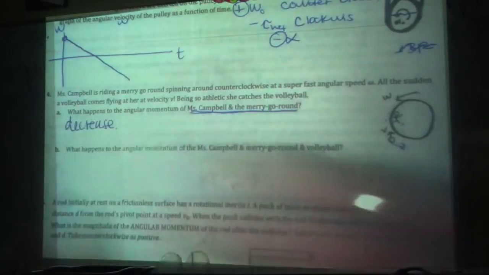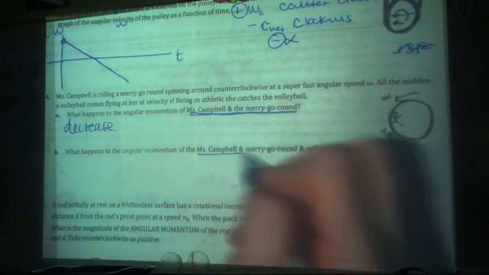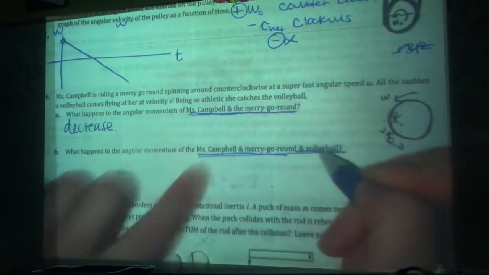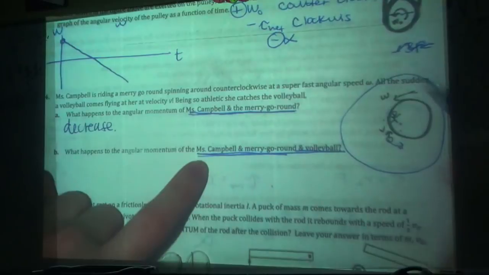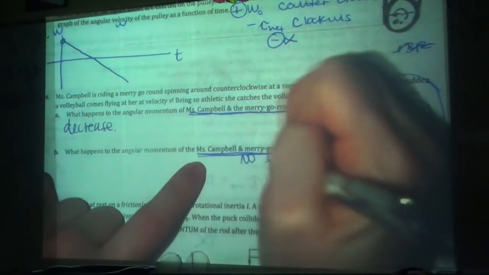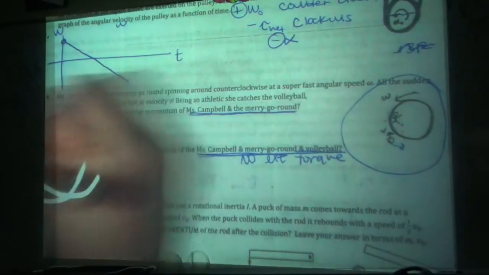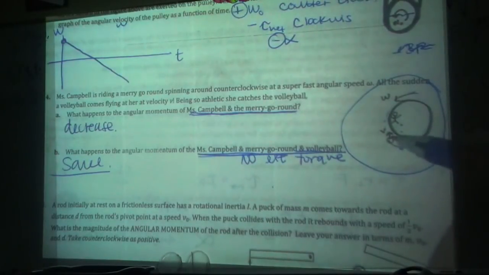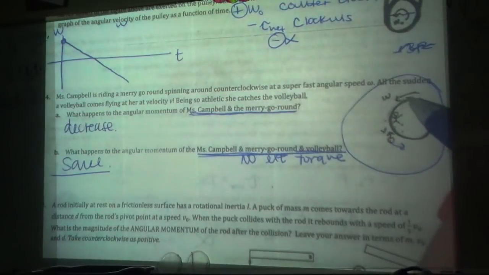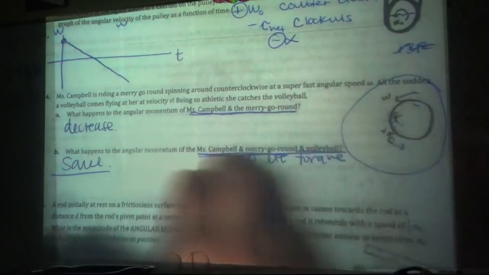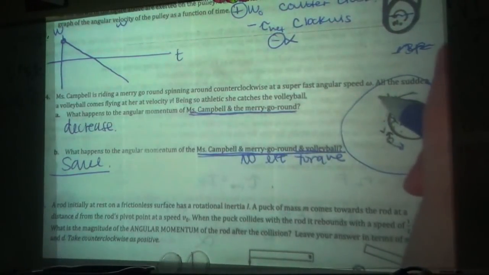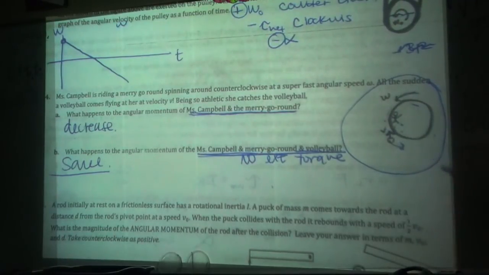Now, that brings us to part B, what happens to the angular momentum of me, the merry-go-round, and the volleyball. This includes everything in here. That's the entire system, so there's no external torque now. There's no external torque, so that means that it's going to stay the same. Momentum is going to be conserved. The volleyball's momentum is going to slow down, change direction probably, so it'll increase in the positive direction, and then me and the merry-go-round will slow down a little bit in the positive direction. It'll still add up to the same total as before, because technically this is a positive angular momentum and this is a negative angular momentum.